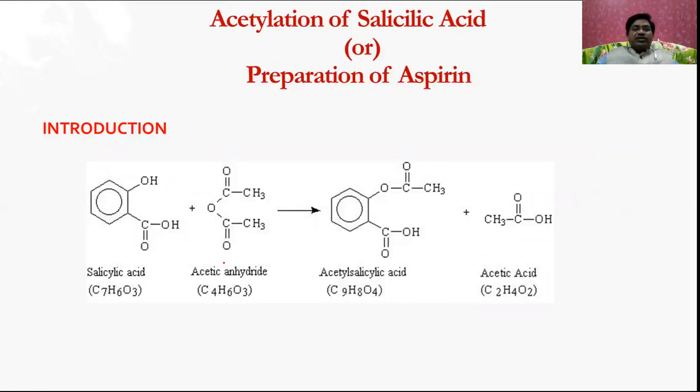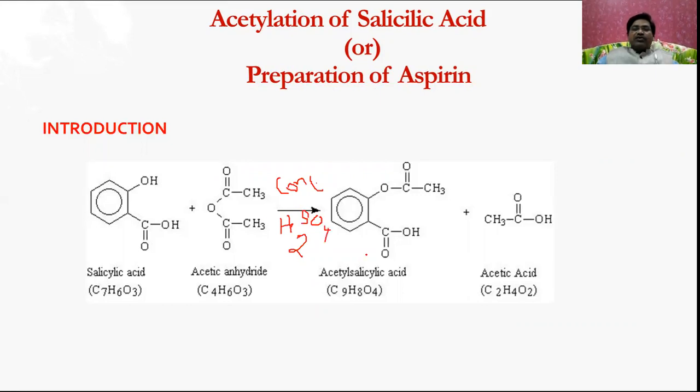And this is acetic anhydride, which is formed by the dehydration of acetic acid when it is reacted in the presence of concentrated sulfuric acid. Here we use concentrated sulfuric acid.